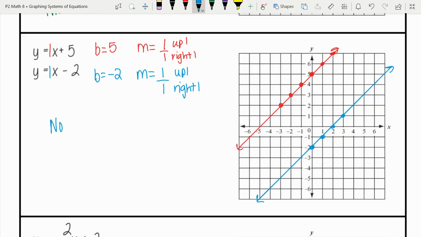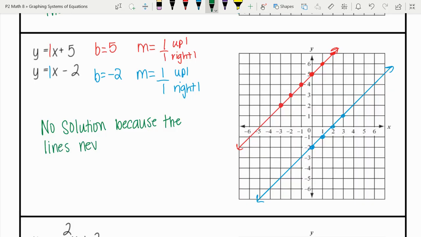So we would say there's no solution because the lines never intersect. So this means they don't have any points in common, any solutions in common.